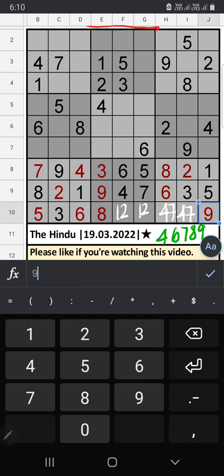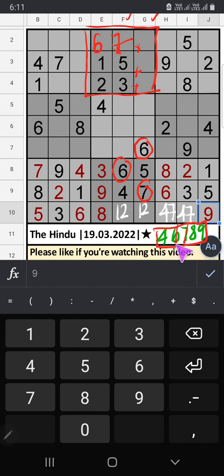Second grade, 5 numbers are remaining: 4, 6, 7, 8, 9. Column G, we have 6 and 7. So 6 and 7 can't come in these cells. It will come in another 2 cells. Column F, we have 6. So 6 can't come in the cell. 6 is confirmed here. Then 7 is here.